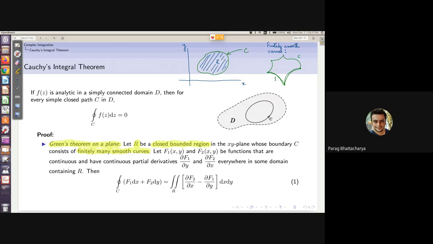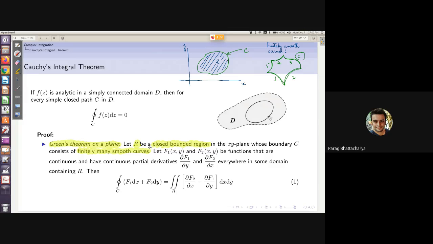Similarly, this is another smooth curve, this is another smooth curve, this is another, and this is one more smooth curve. So how many smooth curves do we have? We have 5 smooth curves coming together and forming a boundary which we call C. So that's the meaning of finitely many smooth curves. You need not have one single smooth boundary. The boundary could be made up of finitely many smooth curves coming together and defining a boundary region. That is also allowed.